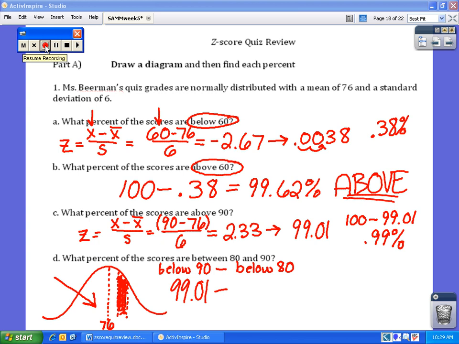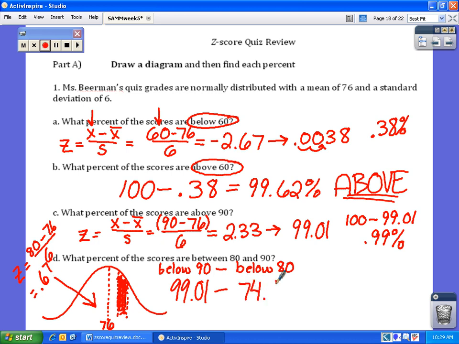I already know that 99.01% of the data are below 90. To find the percent that are below 80, I calculate the z-score, 80 minus 76 over 6, and I get 0.67, which corresponds to a percent of 74.86. When I subtract, I found that 24.15% of the data are between 80 and 90.